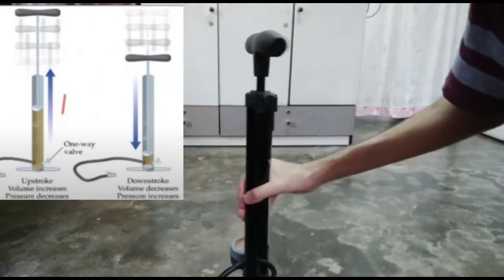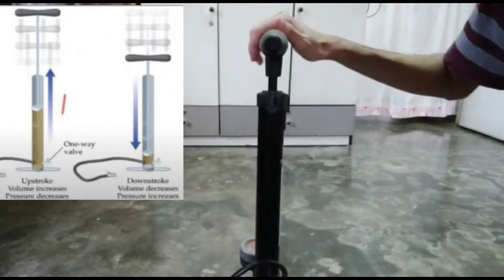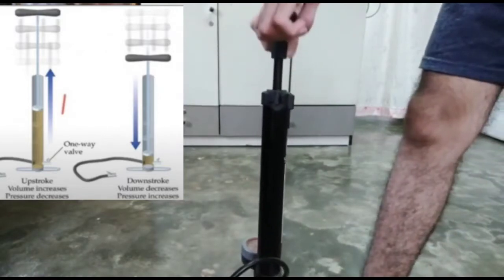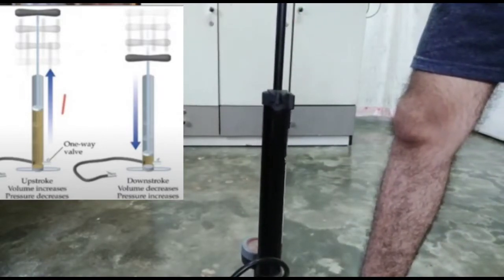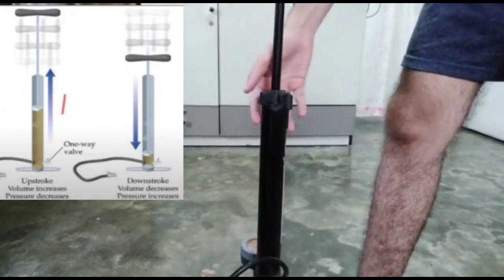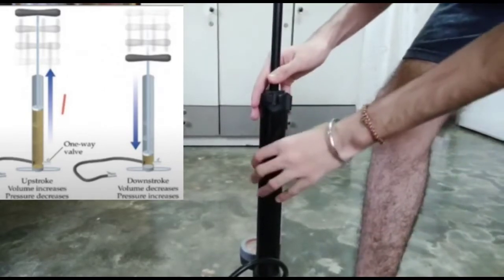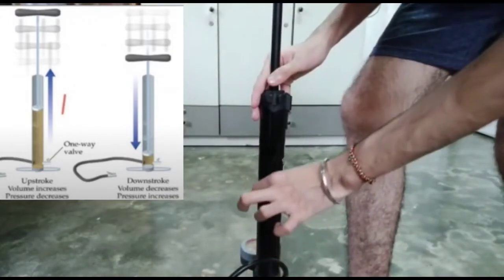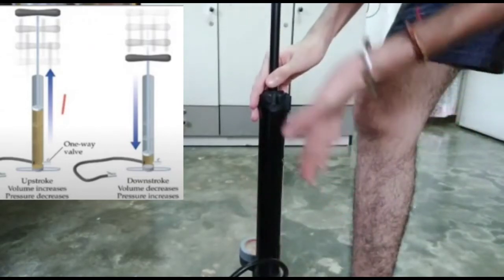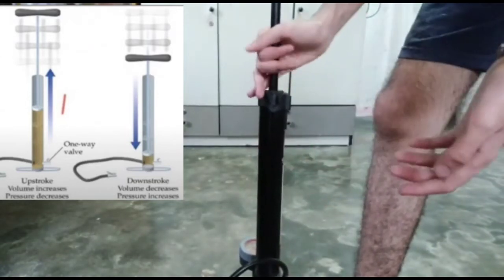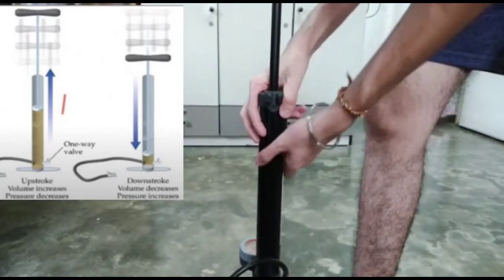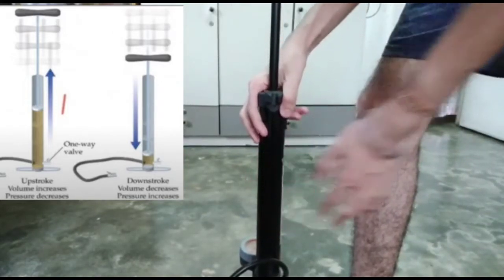So now I have a bicycle pump here. What I'm going to do is pull this handle upwards. As you can see, when I pull the handle upwards, what actually happens in the cylinder, because we can't see, is that the volume of the cylinder increases. When the volume of the cylinder increases, the pressure inside the cylinder decreases. This is due to Boyle's law, because volume of gas is inversely proportional to pressure. Hence, the pressure of the gas in this cylinder decreases.